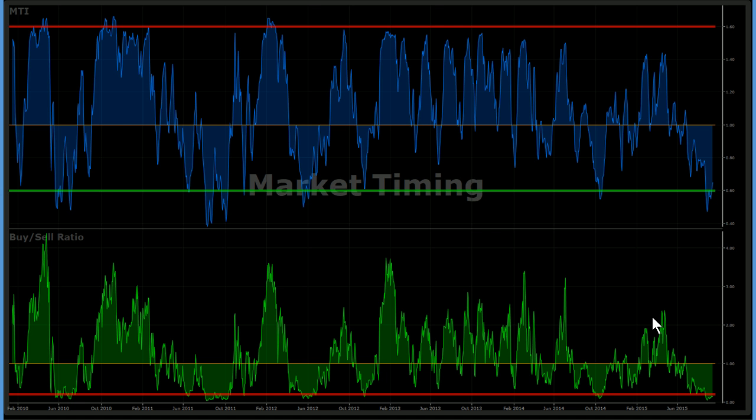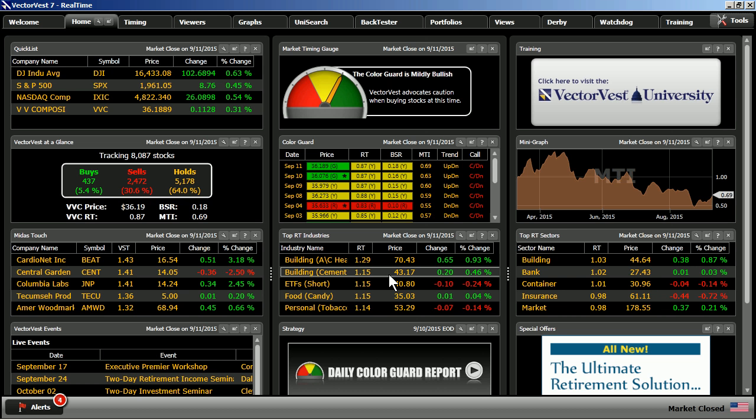I'm going to start with a slide of a 5-year look back of a market timing graph that has on it the MTI, or the market timing indicator, up top, and down below we have the buy-sell ratio. Before we get into that, I'm going to jump into the program, and let's take a look for those who may be new to the program.